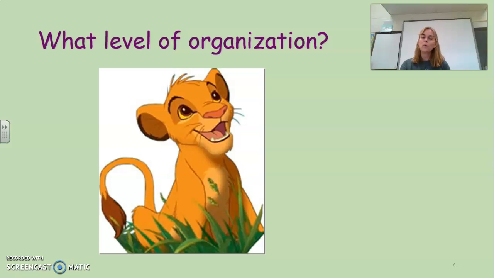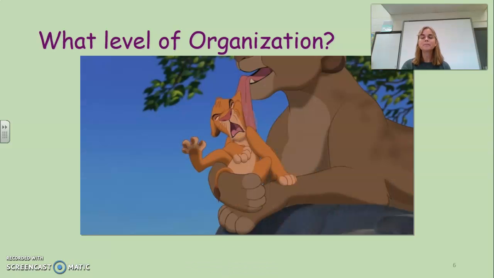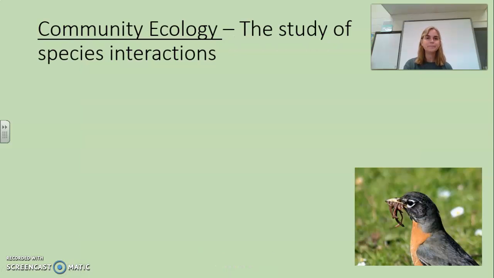All right, so a little quiz. If we're just looking at Simba here, that of course would be a very good organism. In this picture, I can just hear the circle of life. All right. If you're looking, you see both biotic and abiotic, so that would be an ecosystem. And then finally, if we're just looking at mom and baby, we've got a population there.